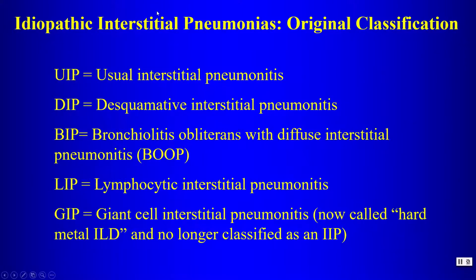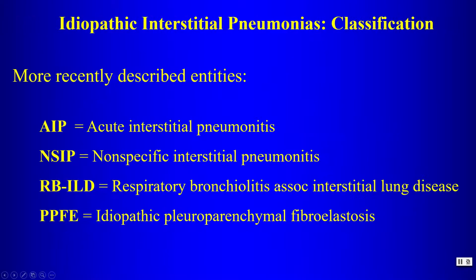So in his original description, he described UIP for usual interstitial pneumonitis, DIP, desquamative interstitial pneumonitis, BIP, which went on to be called bronchiolitis obliterans with diffuse interstitial pneumonitis, or BOOP, LIP, lymphocytic interstitial pneumonitis, and GIP, which at the time was idiopathic, giant cell interstitial pneumonitis, but we now know that this is a hard metal interstitial lung disease caused by exposure to hard metals like tungsten and cobalt. So this is no longer classified as an idiopathic interstitial pneumonia.